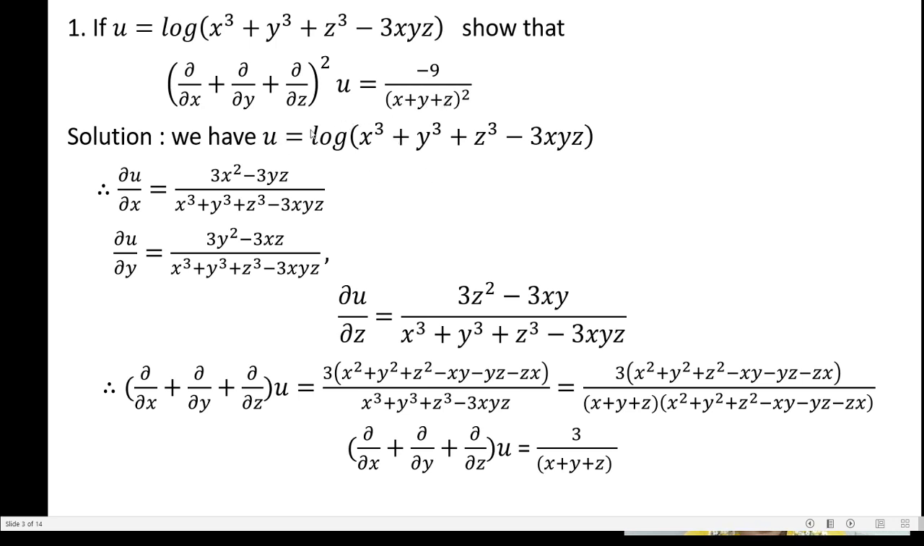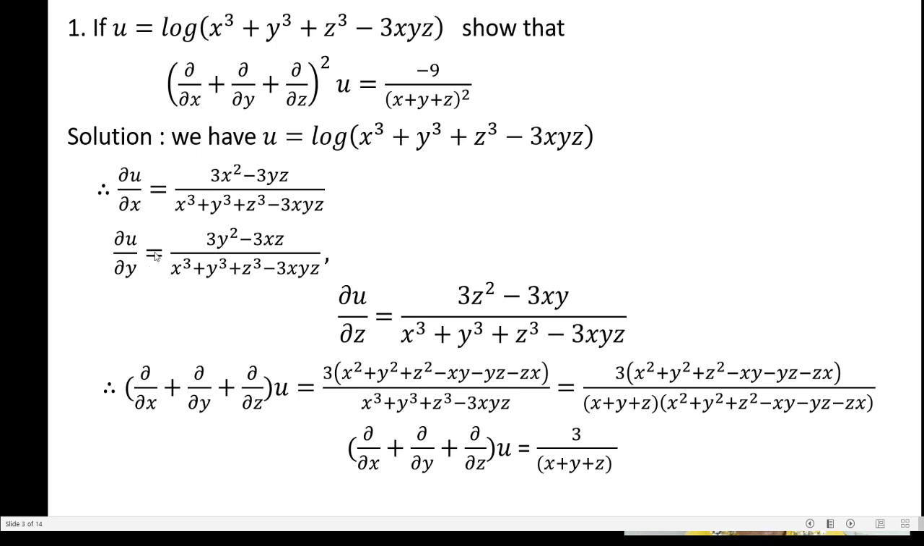u is equal to this one. First find out del u by del x, del u by del y, then add. We have got del by del x plus del by del y plus del by del z. It is this one, right? Del u by del x, the partial derivative of u with respect to x: log x differentiation is 1 by x, so 1 divided by x cube plus y cube plus z cube minus 3xyz, into differentiation of this one: x cube differentiation is 3x square, y cube is 0, z cube is also 0, and minus 3 into x into y into z, x differentiation is 1, so 1 into y into z. With respect to x, y and z act like constants because u is a function of the three variables.